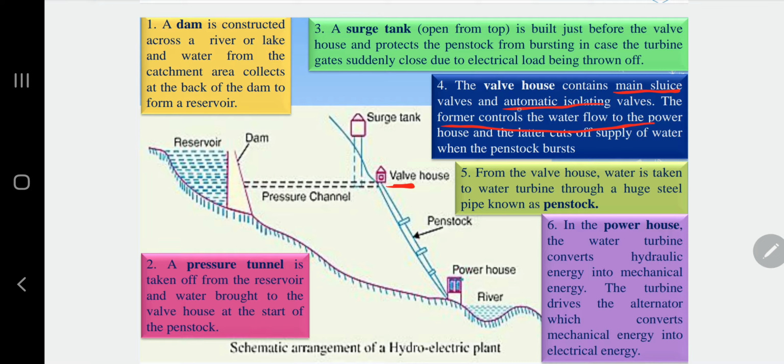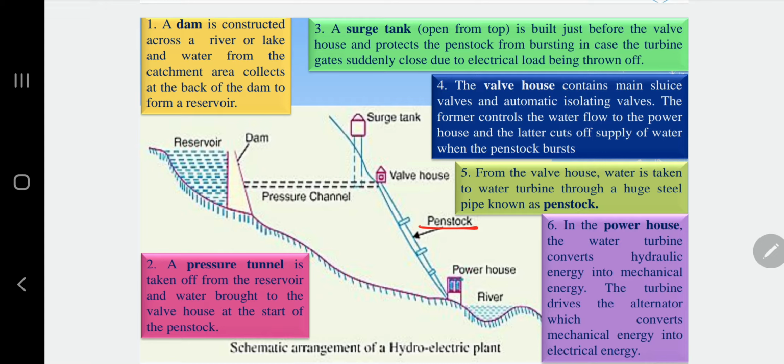And the second one, that is the automatic isolating valve, it cuts off the water supply whenever the penstock is bursting. So when the penstock is bursting, the automatic isolating valve is used for cutting off the water, and whenever we need control of the water flow, we can use the main sluice valve. So let's move on to the fifth block, that is the penstock.